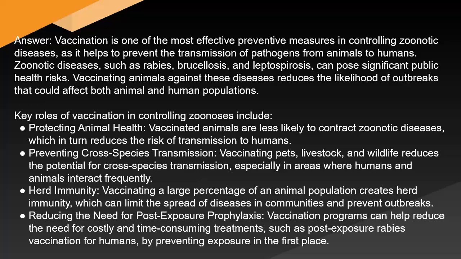Vaccinating a large percentage of an animal population creates herd immunity, which can limit the spread of diseases in communities and prevent outbreaks, reducing the need for post-exposure prophylaxis. Vaccination programs can help reduce the need for costly and time-consuming treatments, such as post-exposure rabies vaccination for humans, by preventing exposure in the first place.